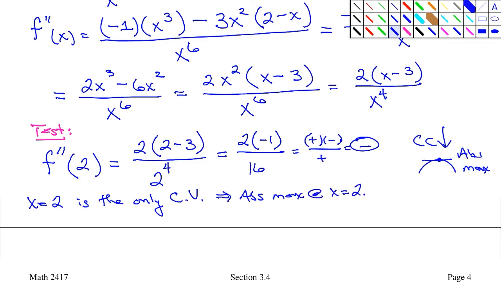At x equals 2. Let's figure out what that absolute maximum value is. I'm going to do f of 2, which would be 2 minus 1 over 2 squared, which is 1/4. So the maximum value of this function is 1/4.